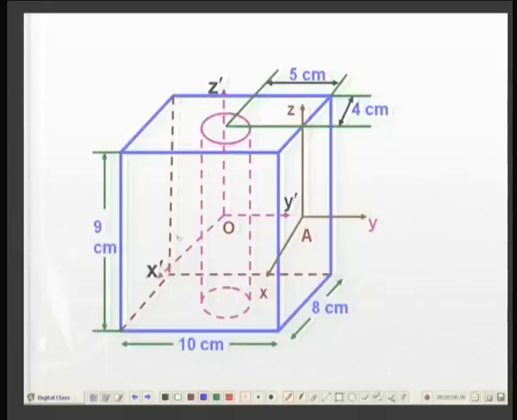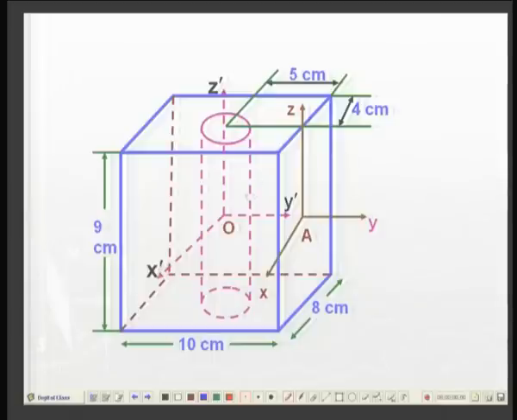Suppose I consider x dash axis and x axis. These are two parallel axes. The normal distance between the two axes can be obtained. This is half this dimension. So it means Ixx will be equal to Ix'x' plus mass times d squared, where d is the normal distance between the two axes.